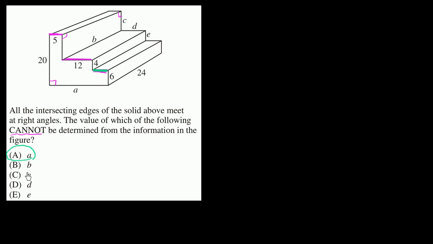Now let's look at the other choices to make sure that we can figure out what those are. So B is this length. B is this length in blue. And that's going to be the exact same as this length. So it's going to equal 24. So we're able to figure out what B is.